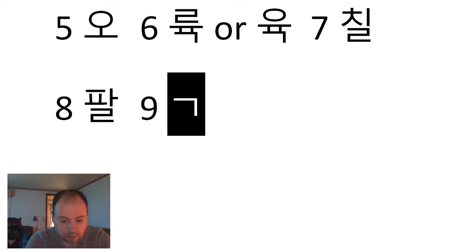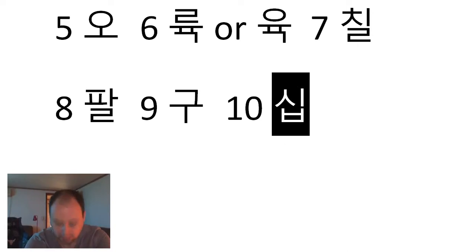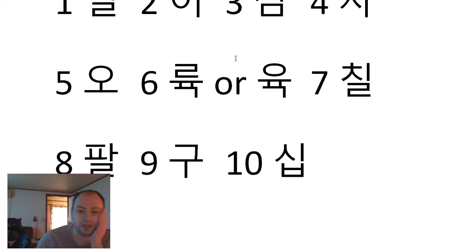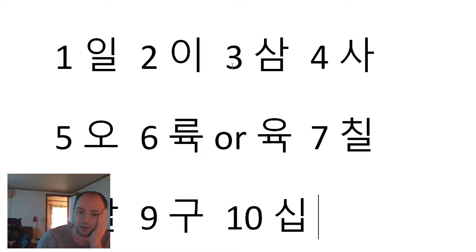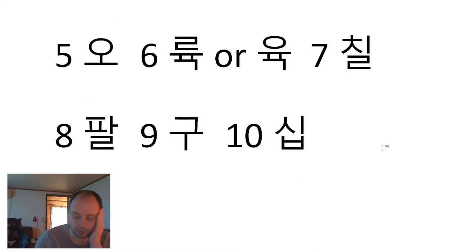The next number is 9, gu, and then 10, which is ship, which is written like that. So 1, 2, 3, 4, 5, 6, that's how it's pronounced, I remember now. 1, 2, 3, 4, 5, 6, 7, 8, 9, 10.